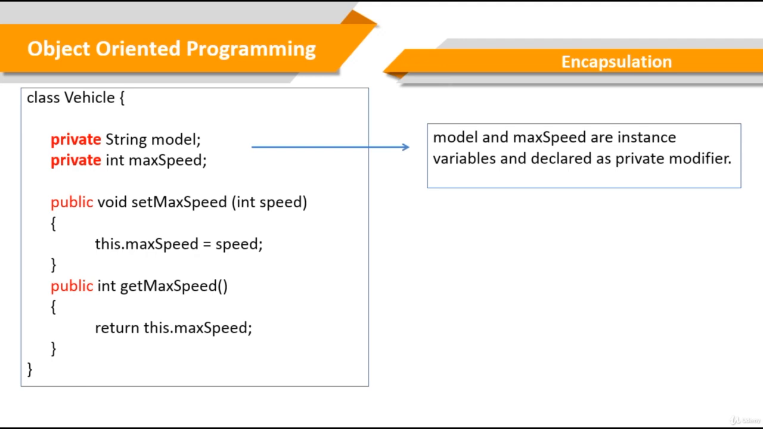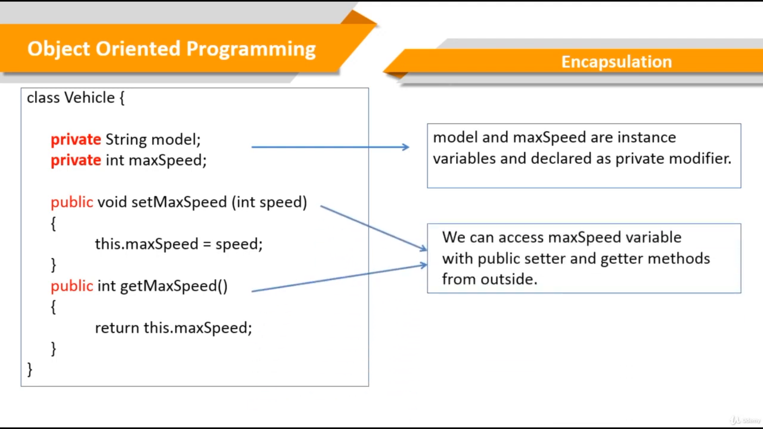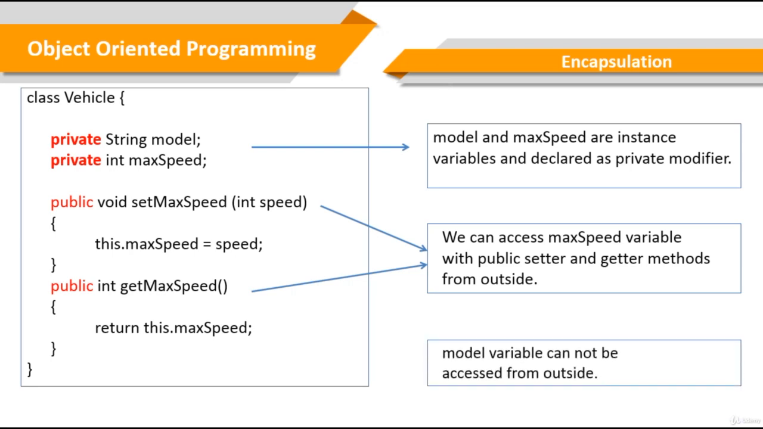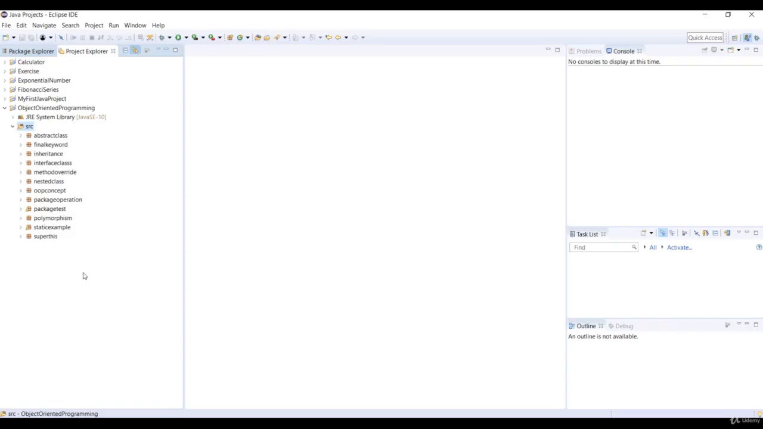That makes sense. Now, we define the public setter and getter methods of the max speed variable, so it can be accessed from outside the class. But we have no public setter and getter methods of the model variable, so it can't be accessed from outside the class. So why don't I show you some examples, and it'll help you to understand encapsulation.